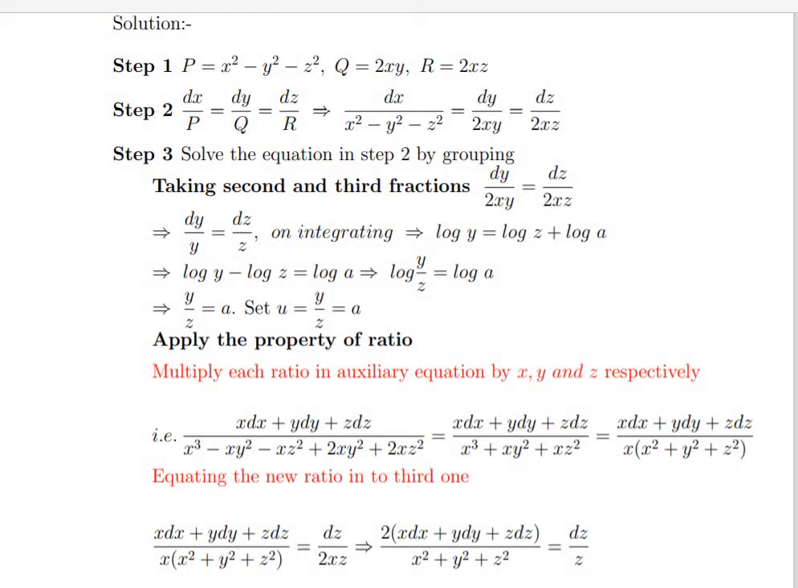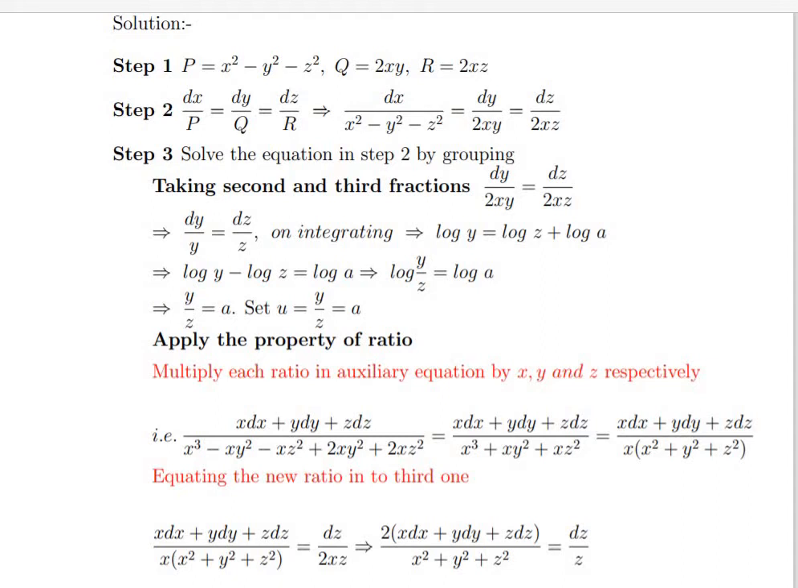On the next step, we have taken the log z to the left side, so it will become log y minus log z equal to log a. Now using the property of logarithms, we can rewrite log of y by z equal to log a. Now on eliminating the log from both sides, we will get y by z equal to a. So we can set u as y by z equal to a.